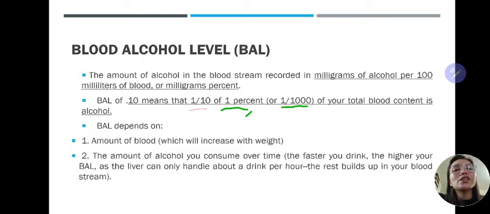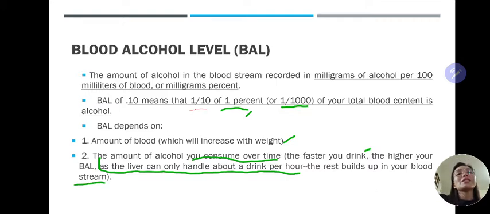So this depends on the amount of blood, which will increase with weight, and the amount of alcohol you consume over time. The faster you drink, the higher your BAL, as the liver, please listen to this, can only handle about a drink per hour. The rest builds up in your bloodstream. So, hindi naman kayang ma-process lahat ng liver yung mga alcohol na ini-intake natin. Especially kung ang bilis nating uminom, tapos ang dami agad nating naiinom. Kaya nagkakaroon ng pagkasira yung liver.